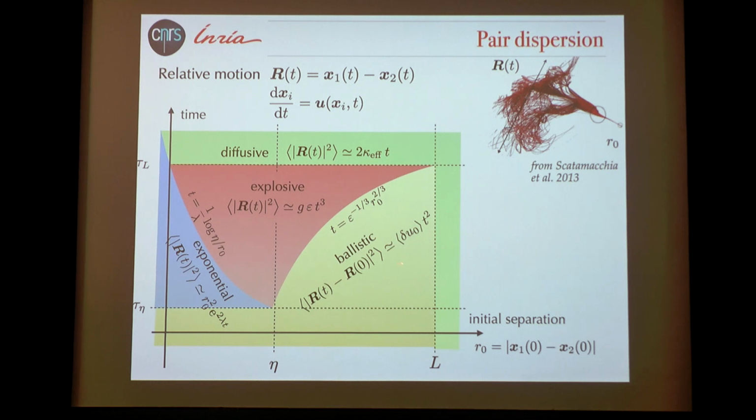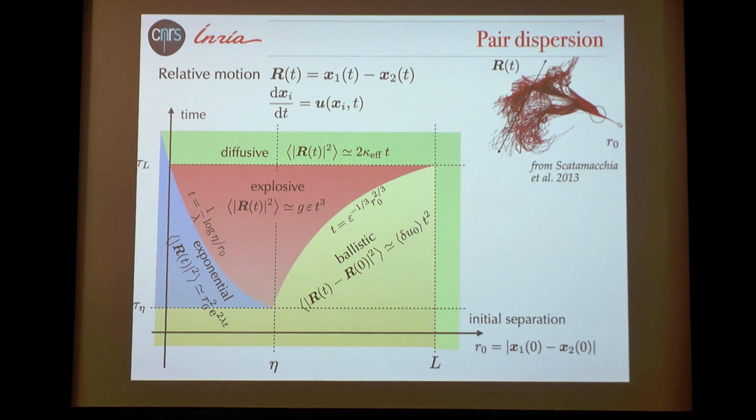Okay. So the first one, which is the easiest to understand, is that if you fix some given initial separation, each particle has a velocity. So initially, they will just go in a ballistic motion, because they have a velocity, and this velocity has a finite correlation time. So they will just move keeping their velocity, so they will separate ballistically. And this is this yellow region.